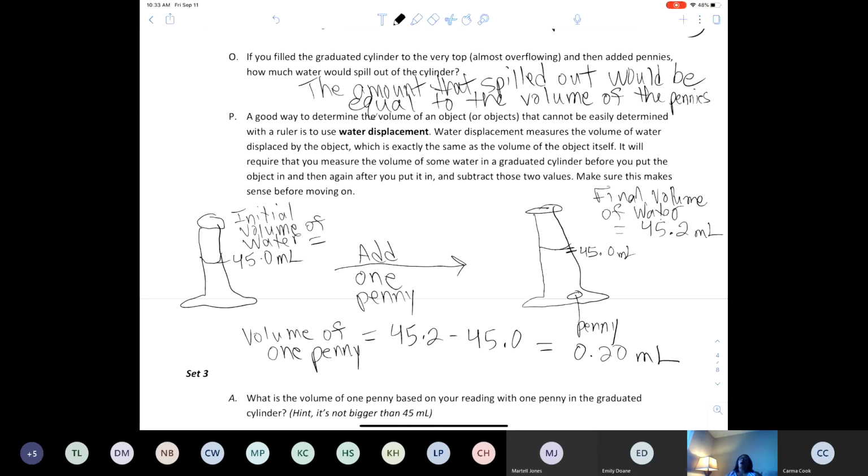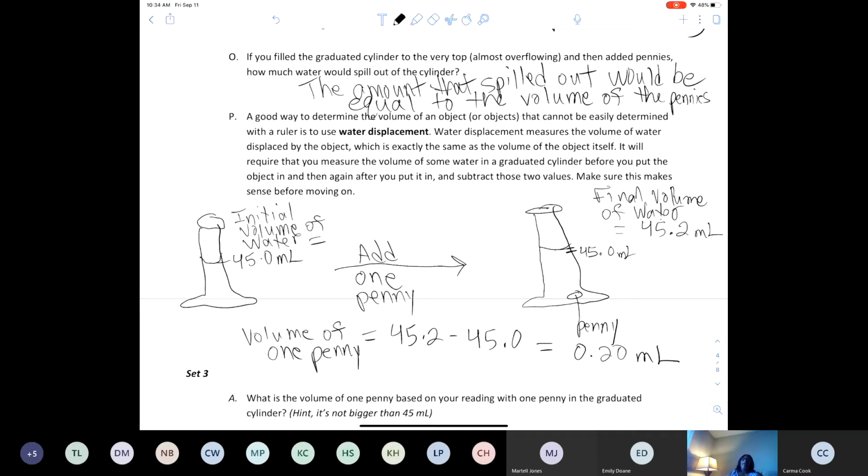You want to know how much water that object displaced. And you can calculate that volume of water displaced by taking the final volume of water and subtracting the initial volume of water, and that gives you the amount of water that was displaced, which is equal to the volume of the object, in this case, 1 penny.